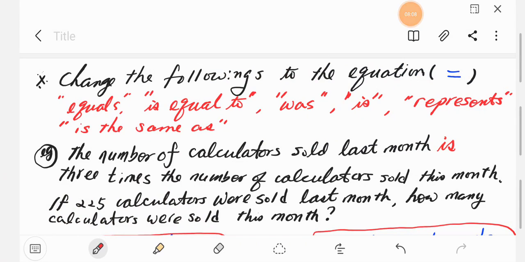Alright, let's now solve application problems, word problems. Whenever a word problem contains words like equals, is equal to, was, is, represent, is the same as, then we will change this word into an equal sign.